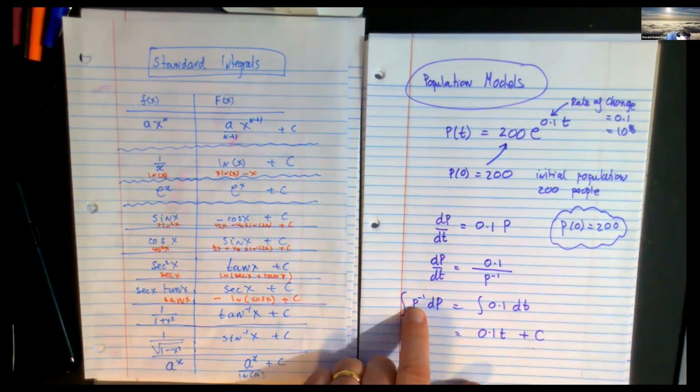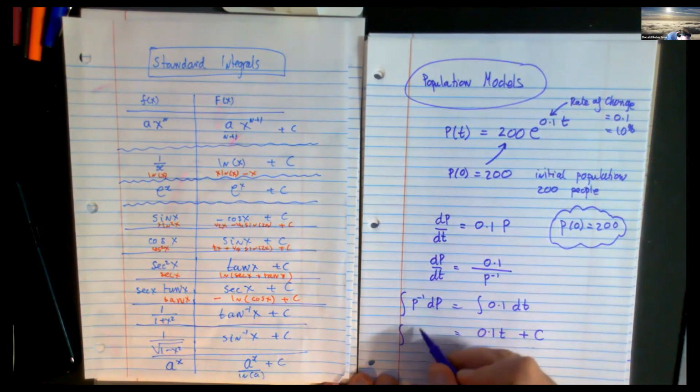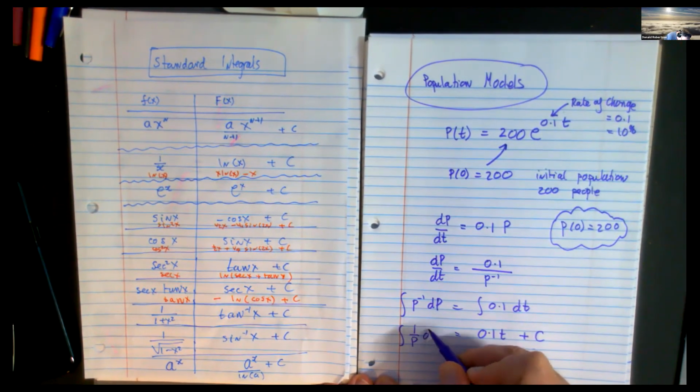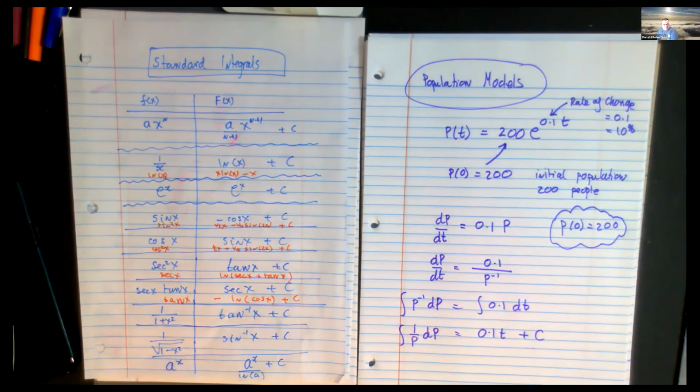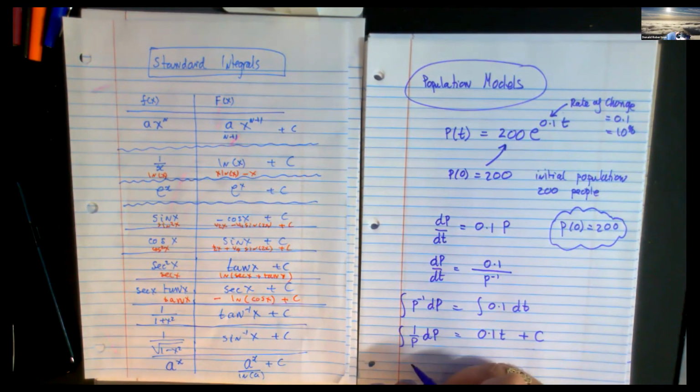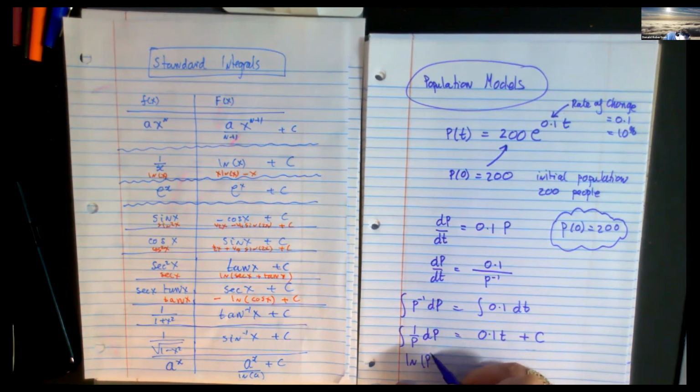This guy is not, because writing them as that power doesn't actually help me integrate it. Because isn't p to the negative 1 a special situation? It's the same thing as 1 over p, and when you integrate a 1 over p, you get a natural log.